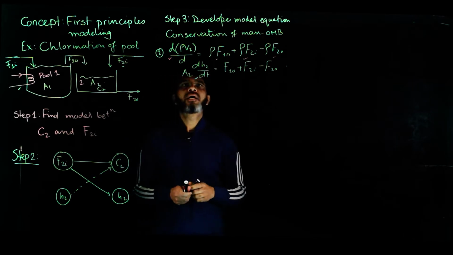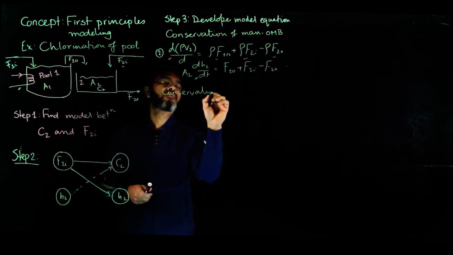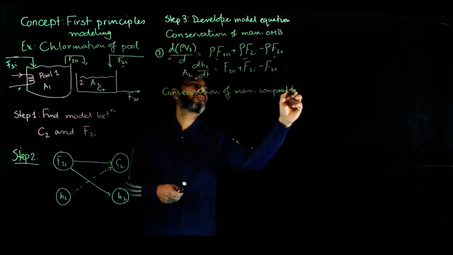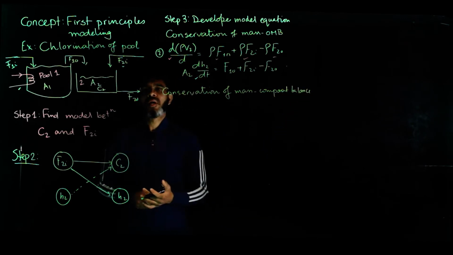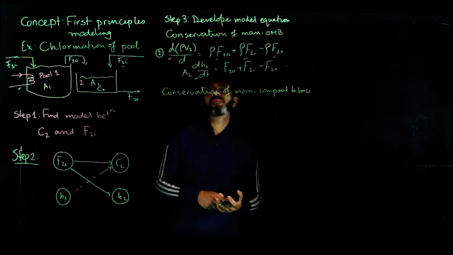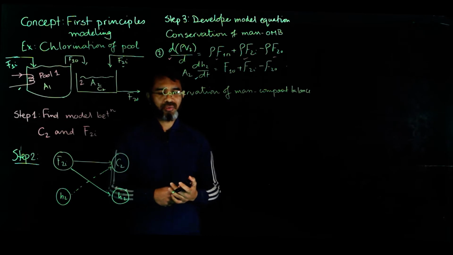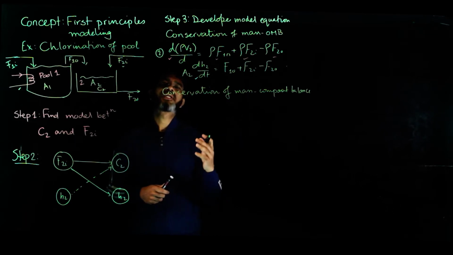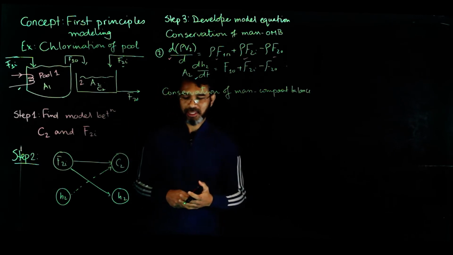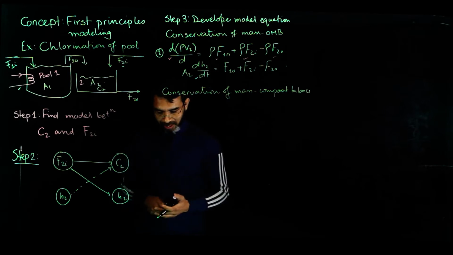Now let's look at the component balance. We have two components here, chlorine and the water. We know that when you have two components, if you write down the overall mass balance, you can write only one component balance equation, because if you write two component balance equations, adding those two would give you the overall mass balance equation. So we have one equation to write here.